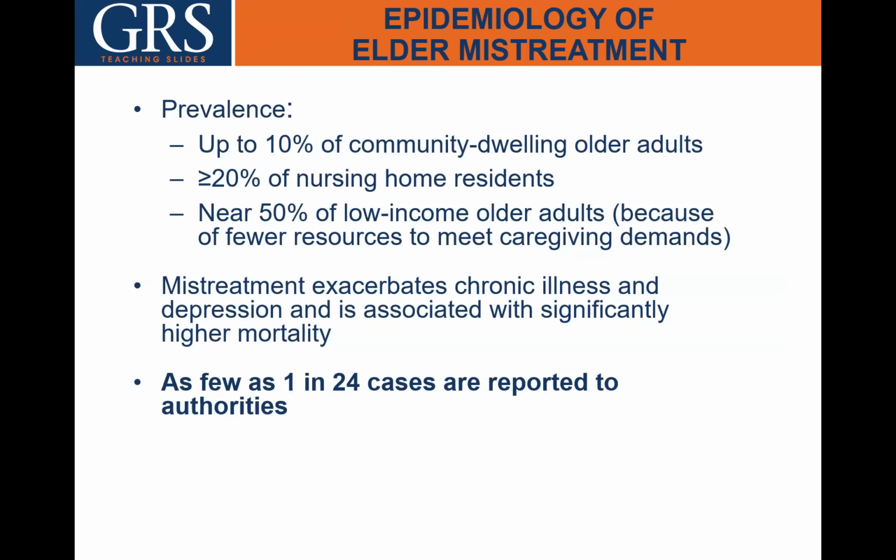The prevalence of older adult mistreatment is pretty high. It's up to 10% of community-dwelling older adults, more than 20% of nursing home residents, and nearly 50% of low-income older adults. Mistreatment exacerbates chronic illness and depression, and it's also associated with significantly higher mortality. That's why we want to focus on it. And as you can see, the number is pretty high. As few as 1 in 24 cases are reported to authorities.